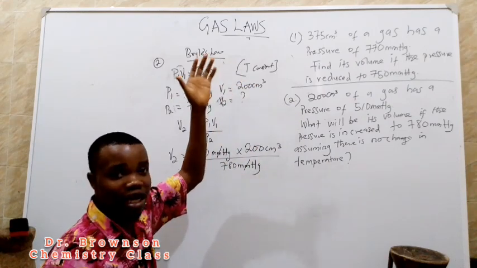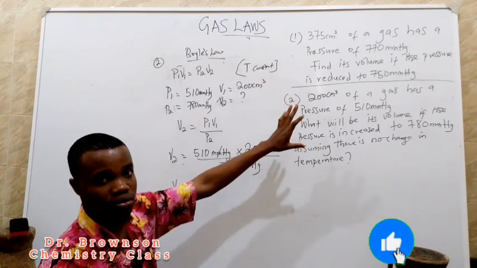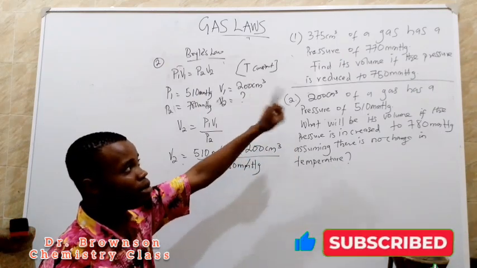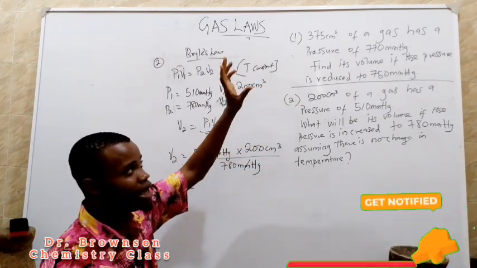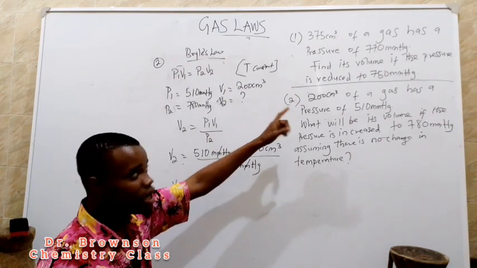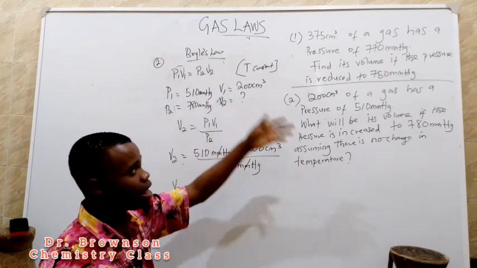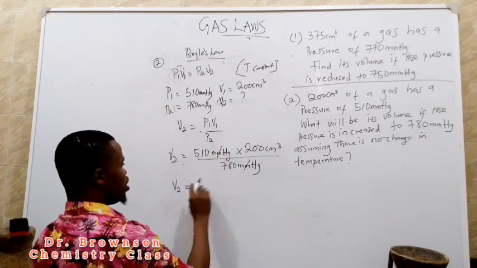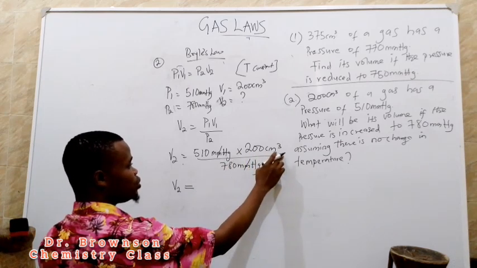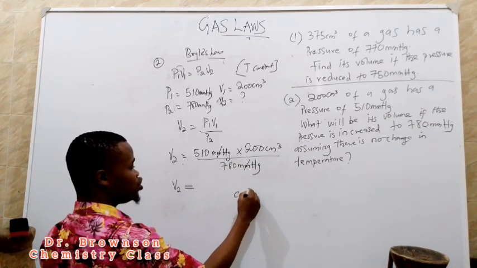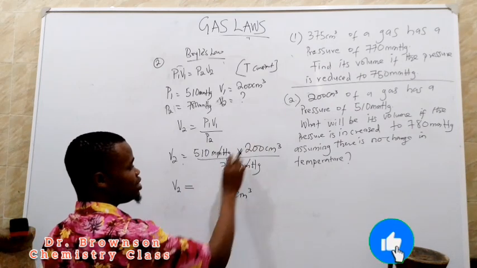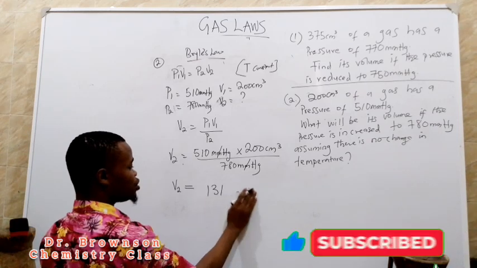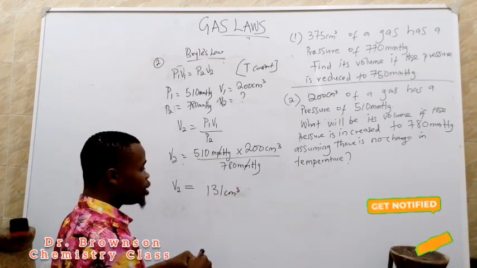Check my next video. I'm going to do a video that has a different question about this, where you see atm as the pressure, and then you see decimeter cube or liter as the volume. So millimeter mercury cancels millimeter mercury. You're left with centimeter cube, which is your volume. So 510 times 200 divided by 780. You get 131 centimeter cube. So this becomes our final answer.